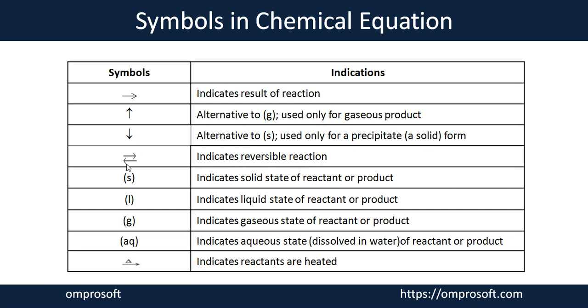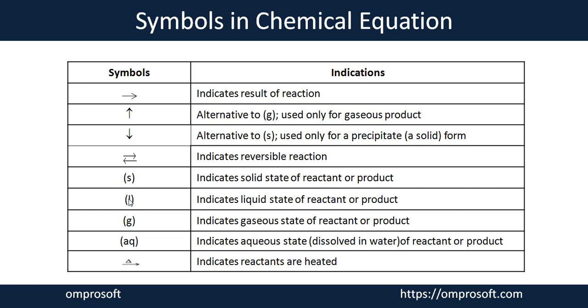Now, if you see an arrow in both directions, it's a simple representation of a reversible reaction. Meaning in this reaction, the reactant can convert into product and the product can also convert into reactant. Now, if you see a small bracket with a small s mentioned, you can see this kind of symbol at the reactant side and also at the product side. So here the symbol shows the solid state of the reactant and product.